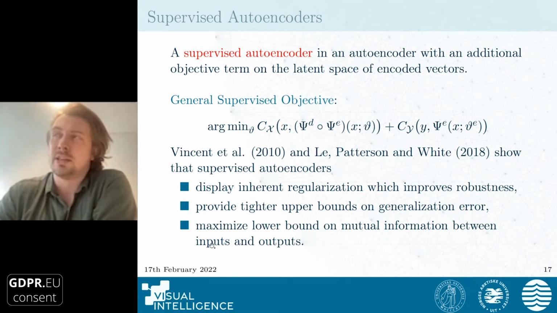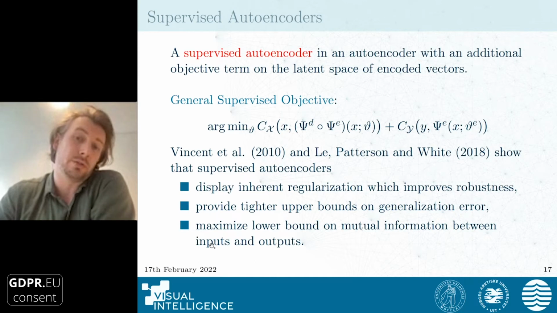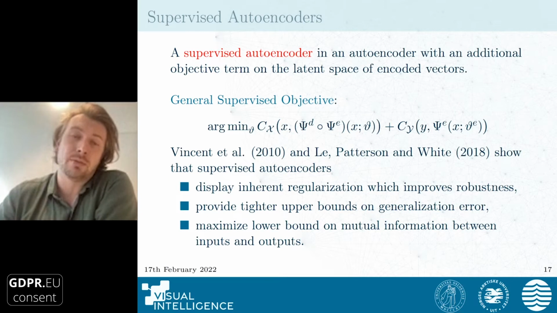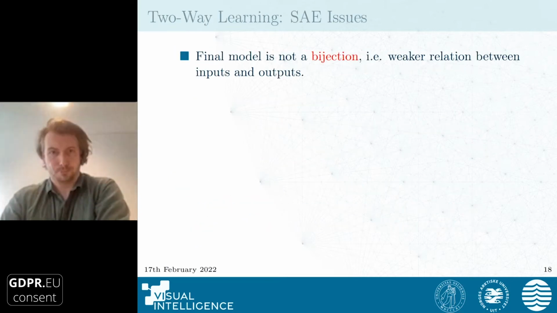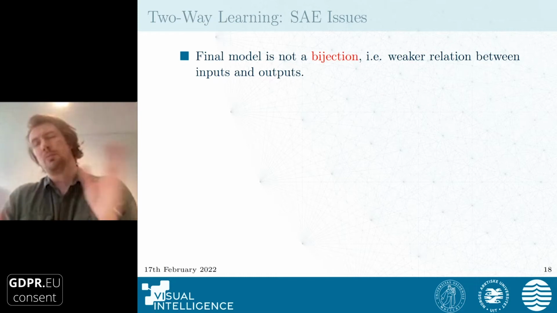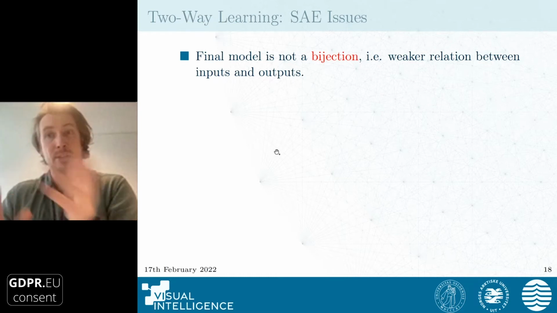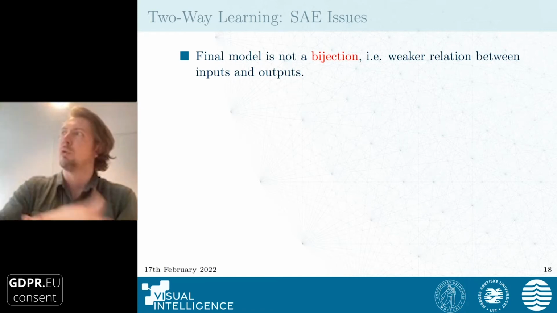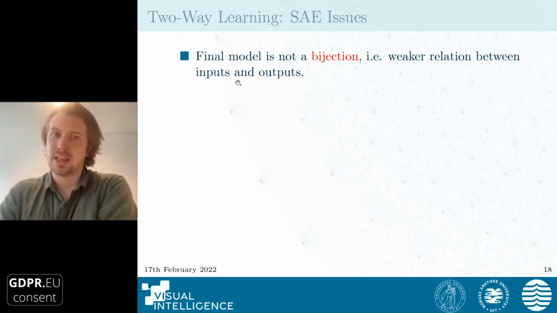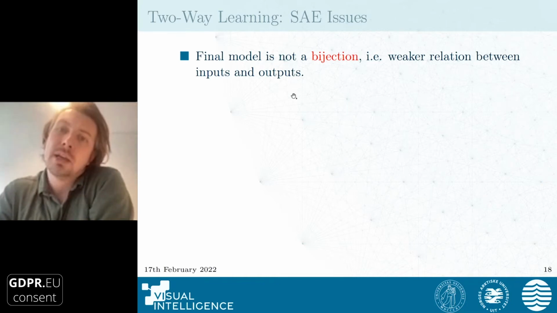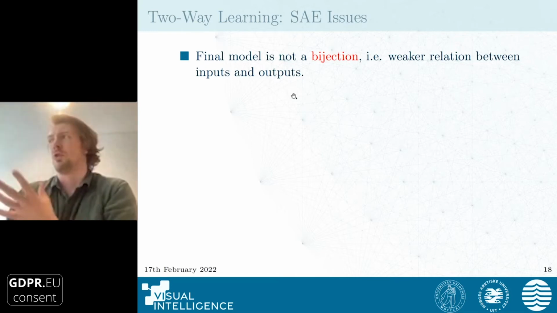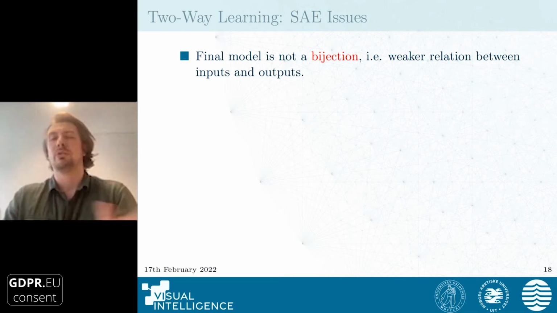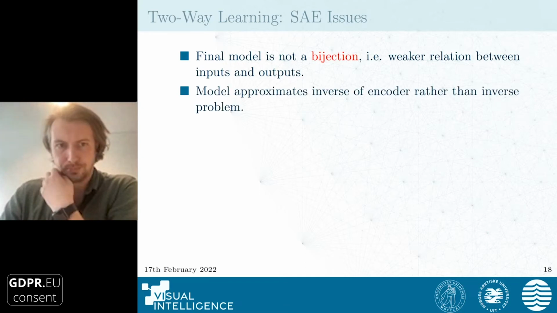This last property is actually a general property of autoencoders. But this property is obviously retained for supervised autoencoders. So the issue with applying a supervised autoencoder, especially in the context of this two-way learning approach, where we're trying to learn both the forward and inverse operator, is that the final model is not a bijection, meaning that the strong relation that we want between our inputs and outputs is not necessarily there. Or it's not guaranteed, at least.